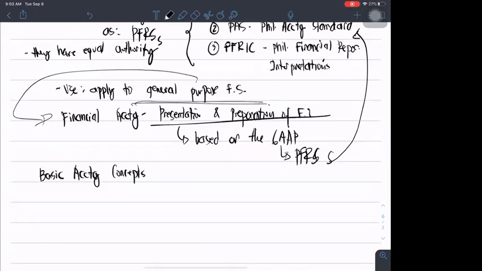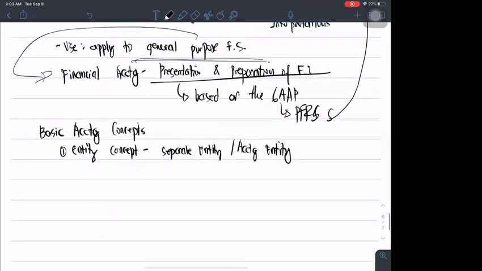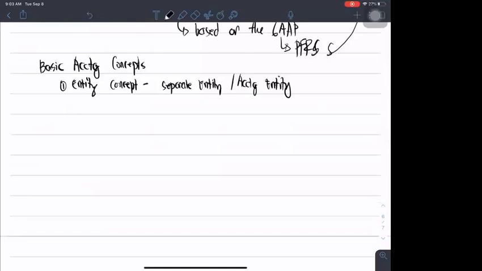So our last topic for this morning is your basic accounting concepts. So we will try to elaborate the different accounting concepts and how we will use them in accounting as we go through our discussion. So first, we have your entity concept, or it is also known as your separate entity or accounting entity. So what is this entity concept?